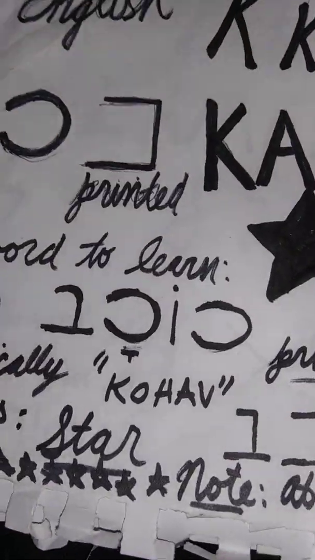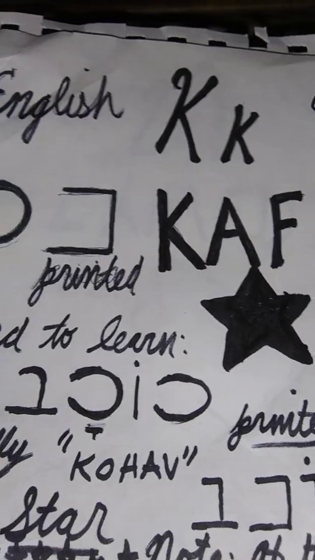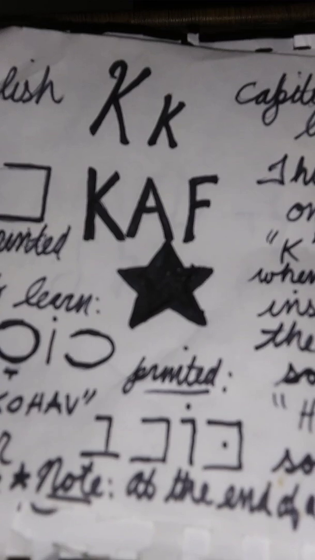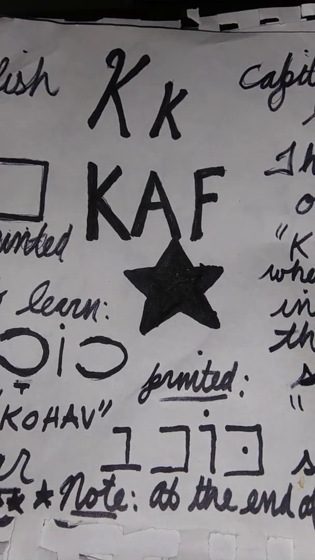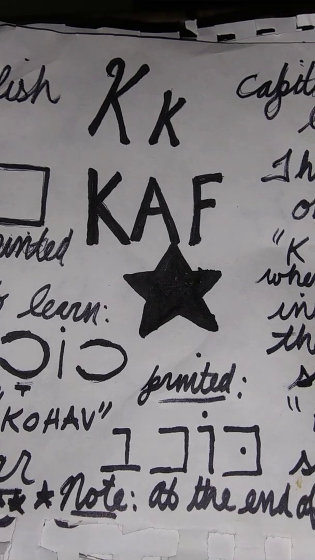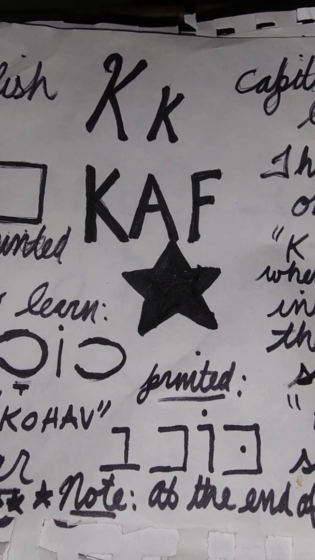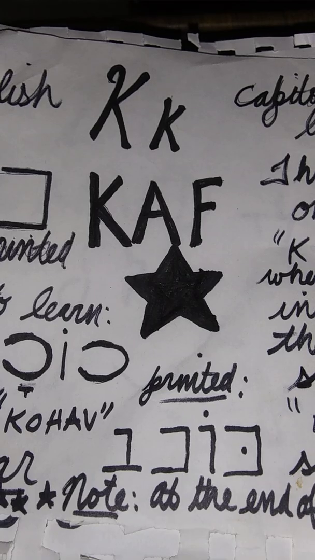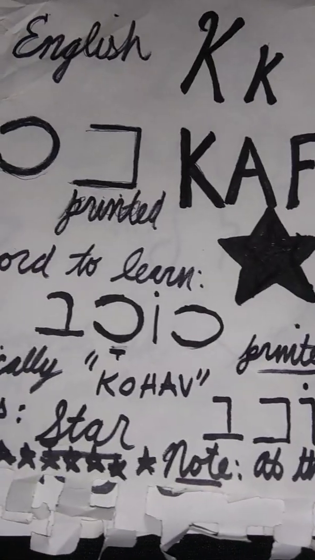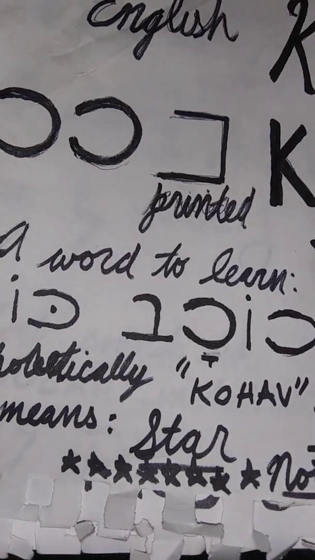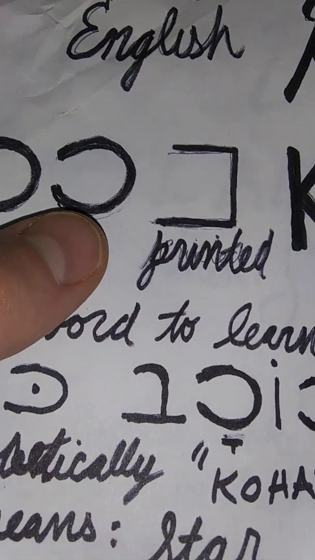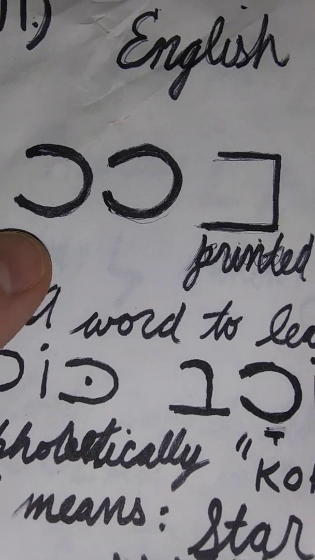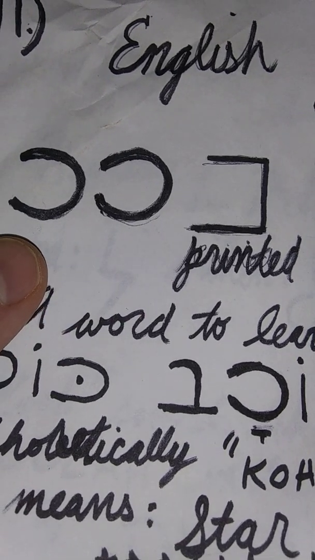Now we're on to our 11th letter in Hebrew, which in English would be the K. And this also starts with the K in Hebrew. It's Kaf. It's the 11th. It looks like a star. Not sure what this star is. So here's the printed form of it. And here's some other forms of it. It looks like a backward C.